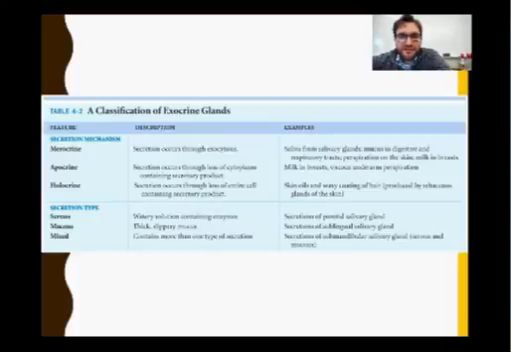Here's a classification of exocrine glands. So we see each of the different types, merocrine, apocrine, and holocrine secretions, and how they go about being released. And then we see examples of each one of those as well. Finally, our three different secretion types, a description of each one of them, and then examples of each one.